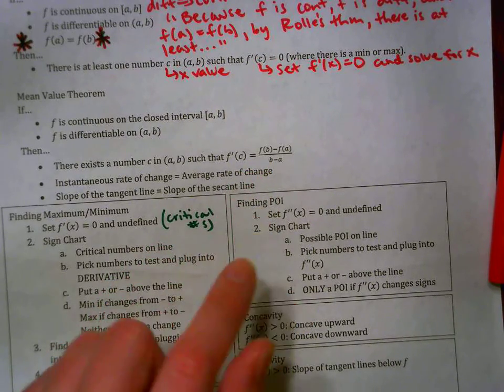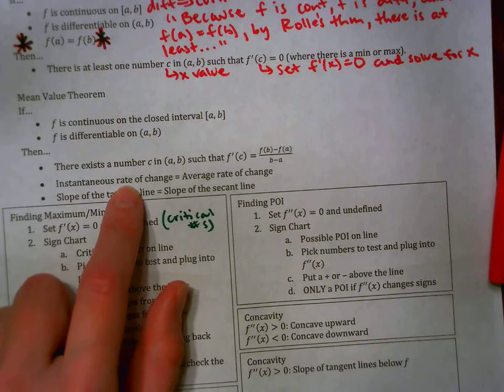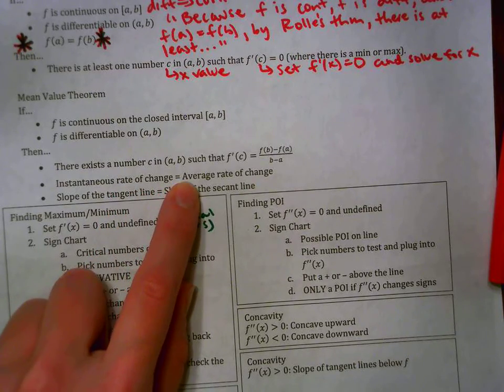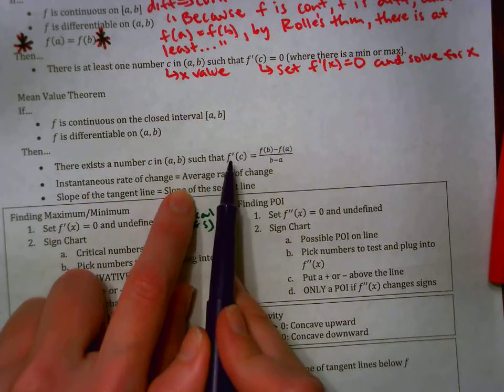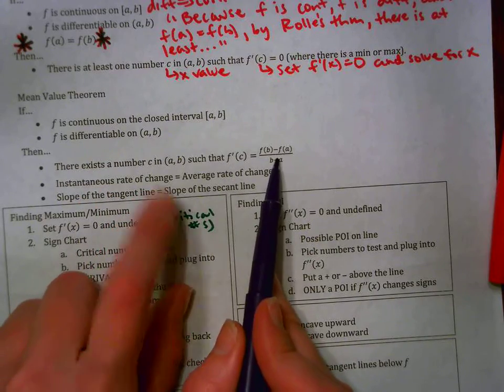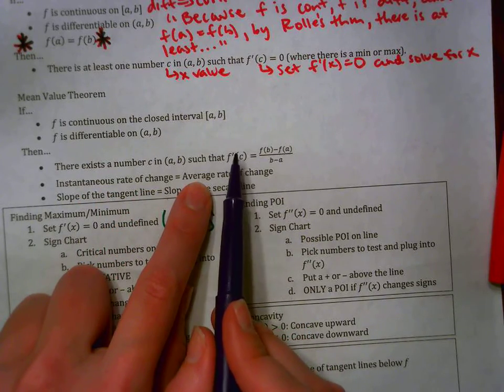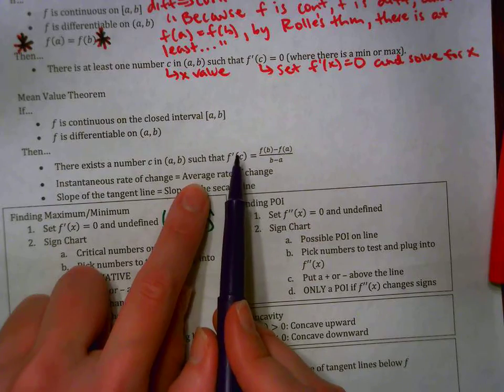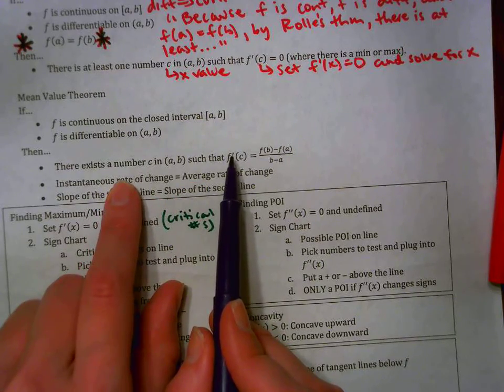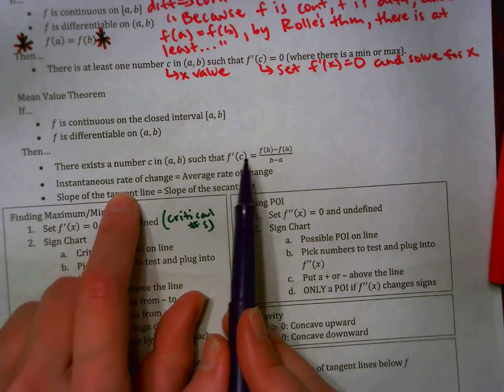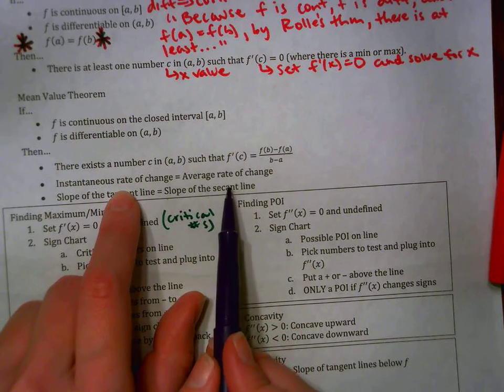So it's guaranteeing that somewhere in your interval the instantaneous rate of change needs to equal the average rate of change, right? Derivative is instantaneous rate of change. This is average rate of change, which, if you watch the chapter 2 video, we were saying instantaneous rate of change is the slope of the tangent line, and average rate of change is the slope of the secant line.